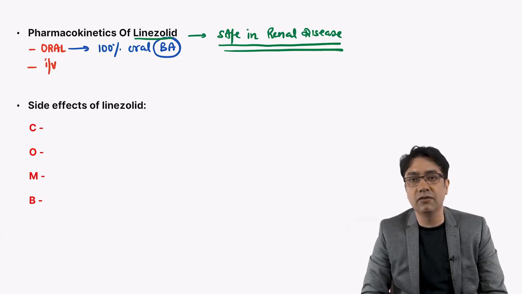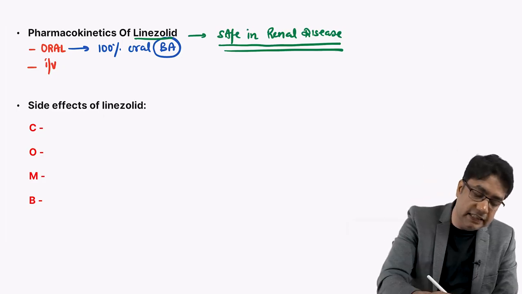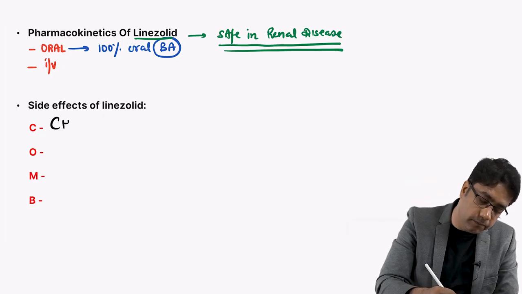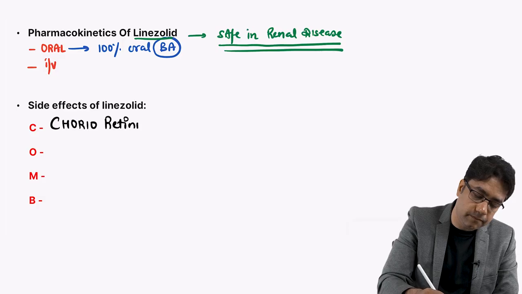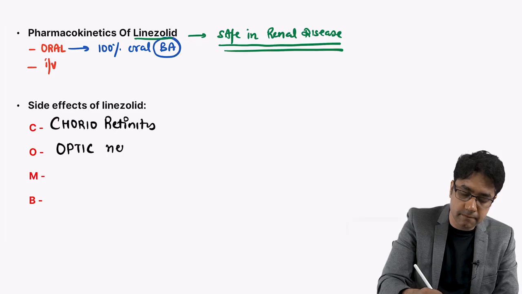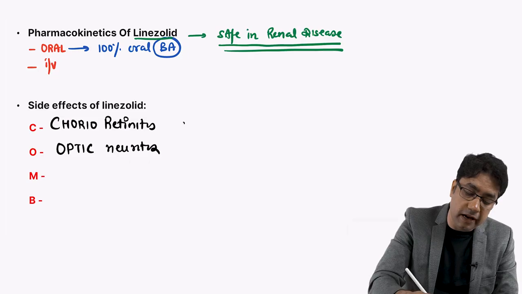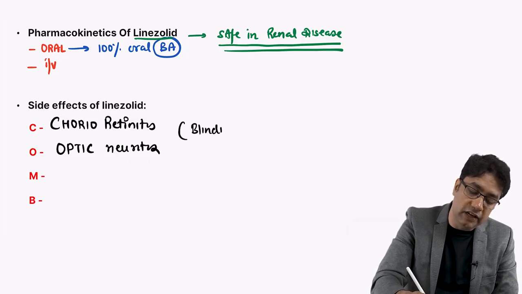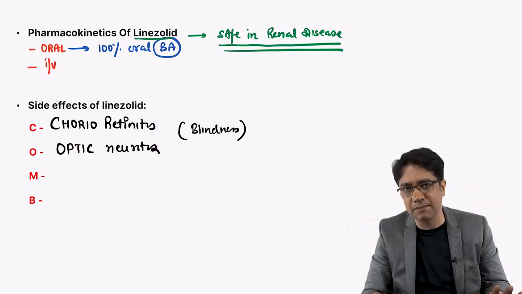So let's talk about the side effects of linezolid. Remember a mnemonic, COMB. C stands for chorioretinitis, or we can write optic neuritis. So can we say it can increase the risk of blindness? So with linezolid, monitor or just do regular eye checkups.